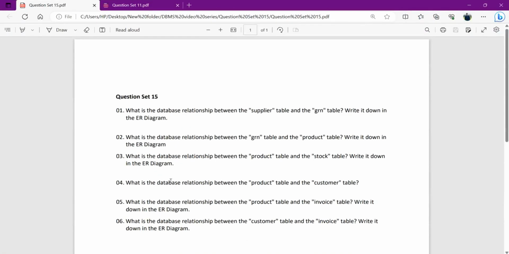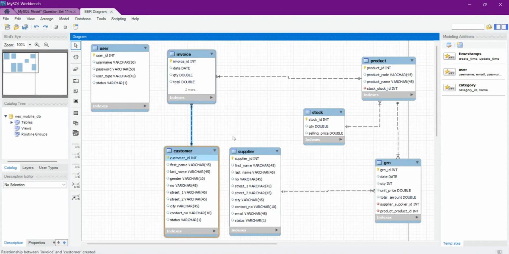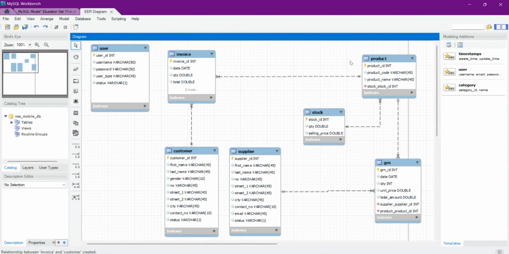Finally, let's go to the fourth question. They've asked us the relationship between the product and customer table. This is the customer table and this is the product table. In the view of customer, a customer can have many products. Also, in the view of product, a product can be purchased by many customers. So in this case, there will be a many-to-many relationship.